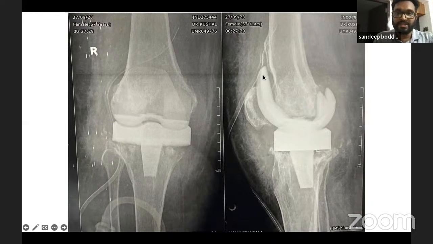This is a cement spacer, a custom-made cement spacer, which you can make with custom-made blocks. This is done for a revision. The implant was removed and a custom-made cement spacer was placed so that the patient gets... So this is not a TKR implant. This is just a cement spacer.